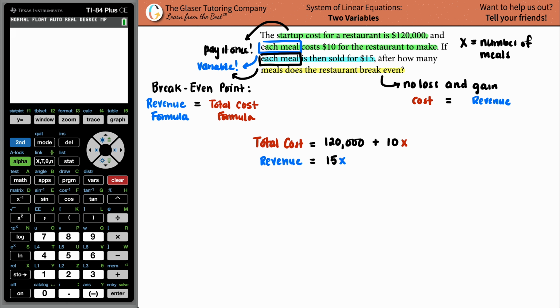Nothing else that they say after this. They're not making any other money, right? I don't know, whatever restaurants can do. But in this case, they're only making money by selling those meals. This is your two formulas.